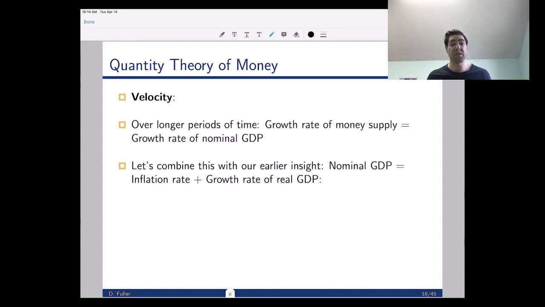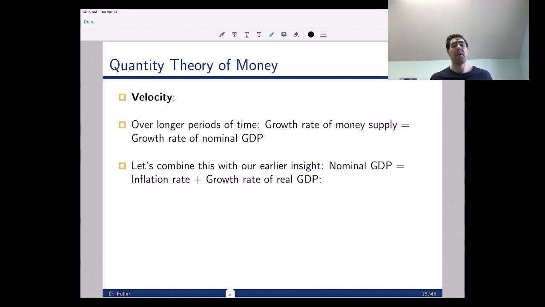Okay, so we've established this relationship between the growth rate of nominal GDP, the inflation rate, and the growth rate of real GDP. Makes sense. Now, what we're going to do then is extend this a little bit further to understand the relationship between money supply and the inflation rate. It's very important to understanding how the inflation rate is determined.